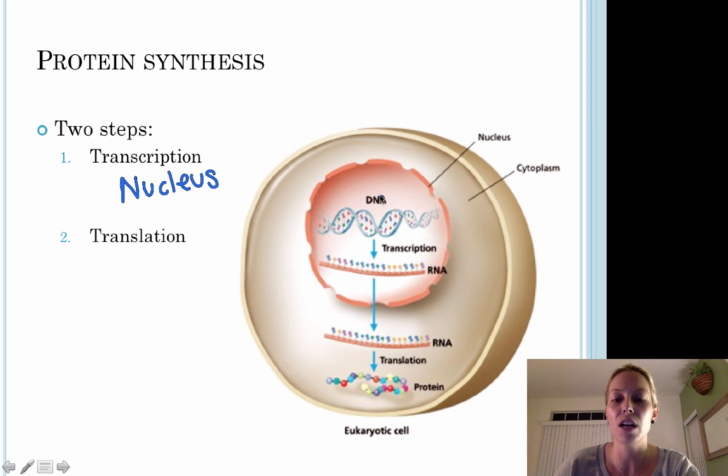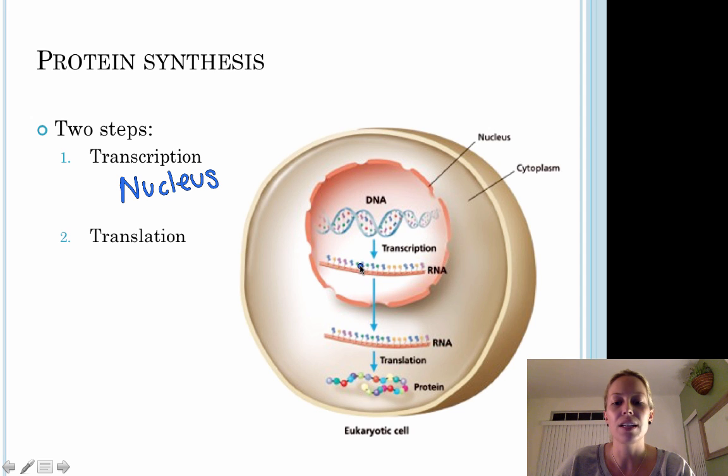And transcription literally means to rewrite. When you're transcribing something, you're rewriting something. So we are rewriting DNA into the language of RNA. So that's transcription. DNA and RNA are both nucleic acids, so we're not making a big change, but we are making a change.